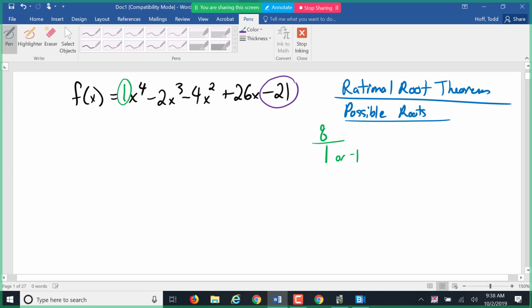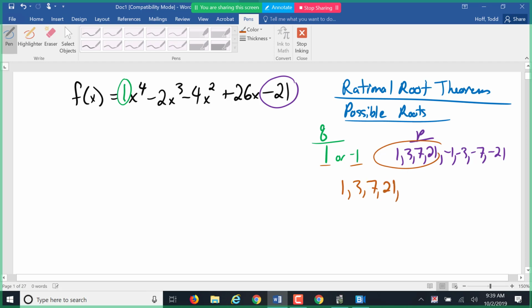P is our constant term. So it comes off of that -21. So the factors of that are 1, 3, 7, 21, or -1, -3, -7, and -21. So all the combinations here is going to be all these numbers divided by either 1 or -1. That gives us 1, 3, 7, 21, -1, -3, -7, -21. Those are the 8 possible values for our roots.